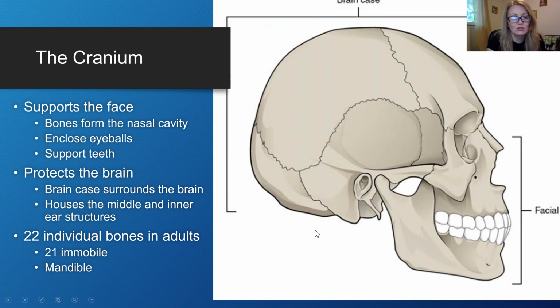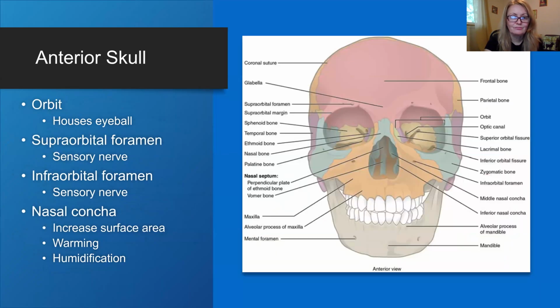We have 22 individual bones in an adult, and 21 are immobile. They fuse together through structures called sutures. There is only one mobile bone, your lower jaw. The anatomical name is mandible. So the mandible is movable, and the other 21 bones are immobile.